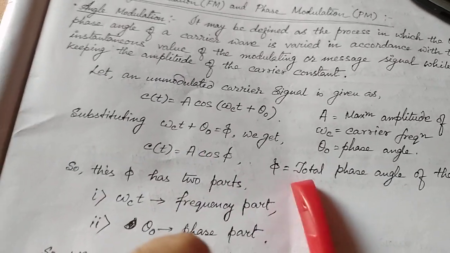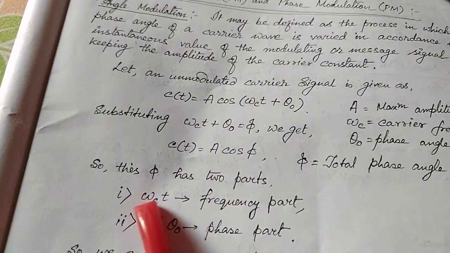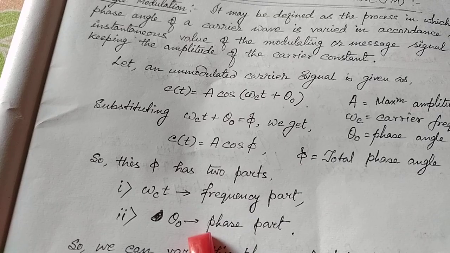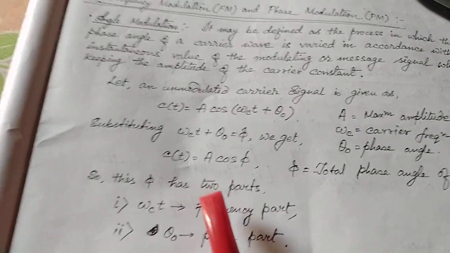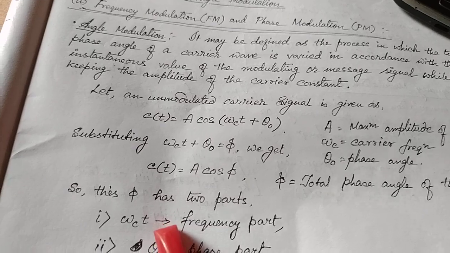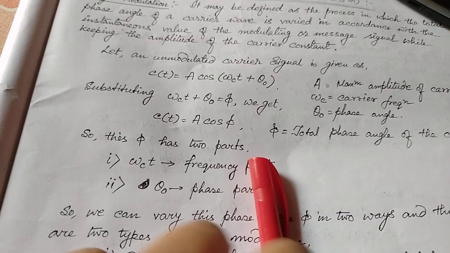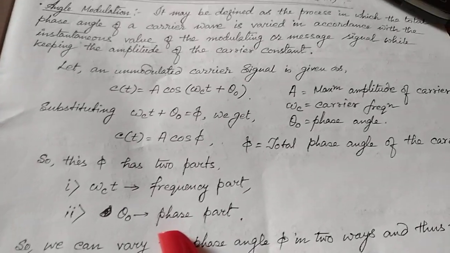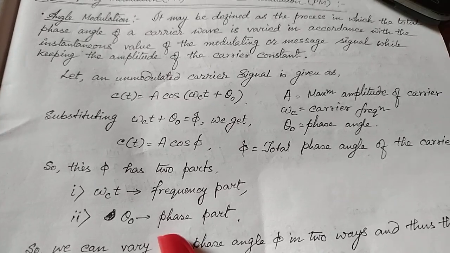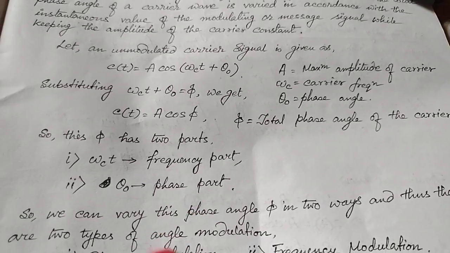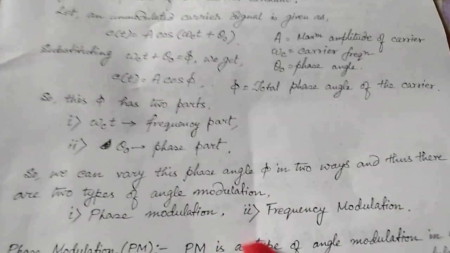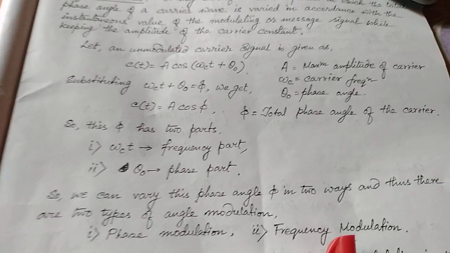This total phase angle phi has two different parts. What are these parts? These two parts are omega_c t, that is the frequency part, and theta_0, that is my phase part. So in angle modulation, if I modulate the omega_c t part, it will become frequency modulation. If I modulate the theta_0 part, it will become phase modulation. So we can say that angle modulation can be defined in two types, that is phase modulation and frequency modulation.